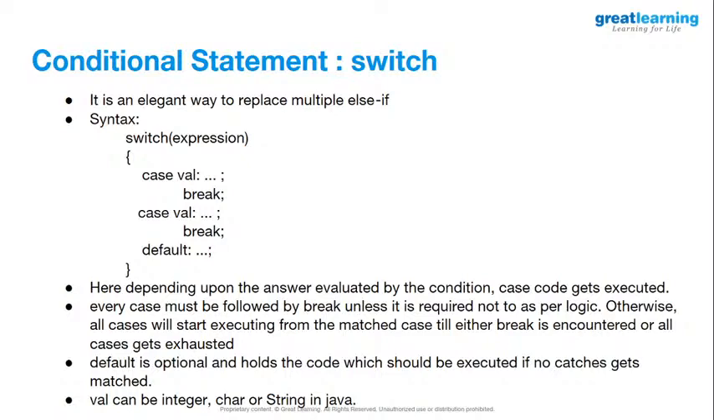So how does this switch case work? In the switch case, we have an expression, and this expression is the condition that we are going to check. Based upon this value, we use the cases. Case one, do this. Case two, do this. Then break out of it. Depending upon the answer evaluated by the condition, the case code gets executed. It's easy, right? You guys can hear me, right?